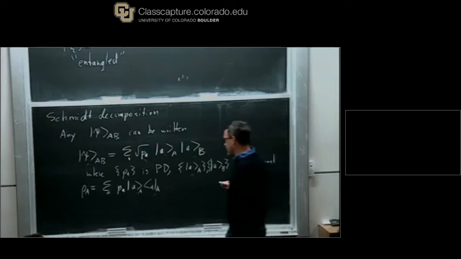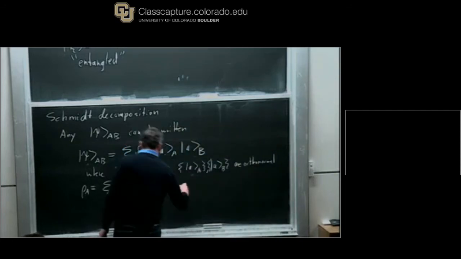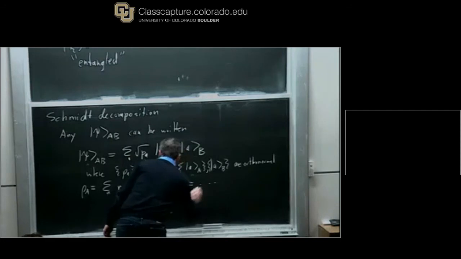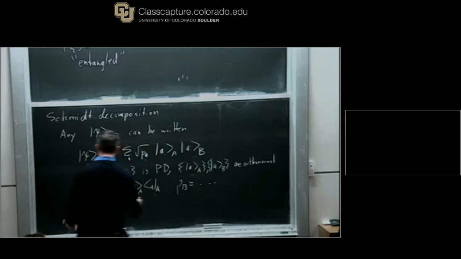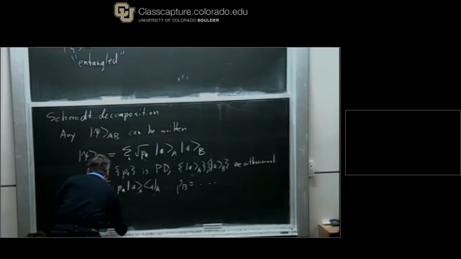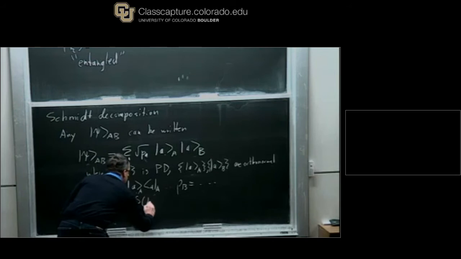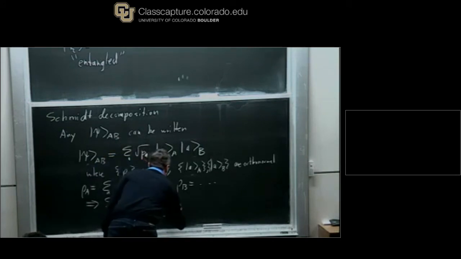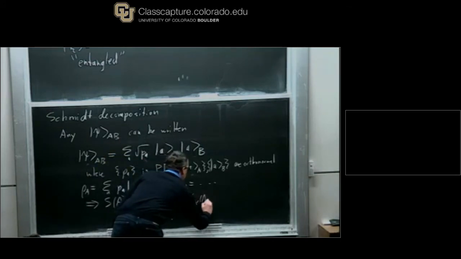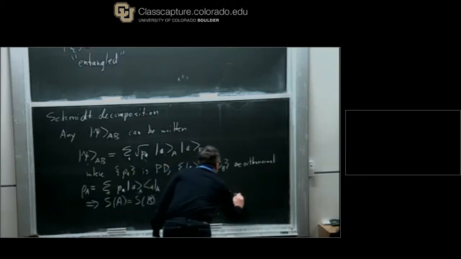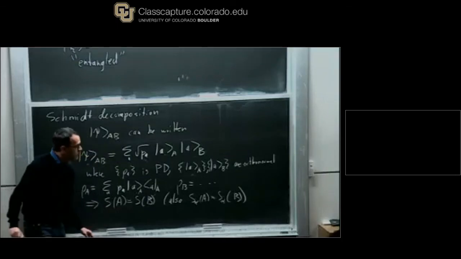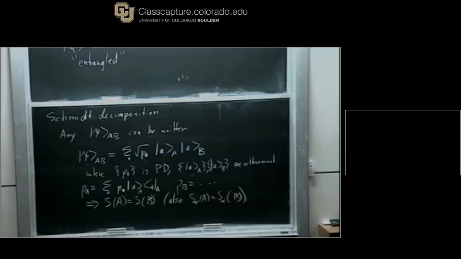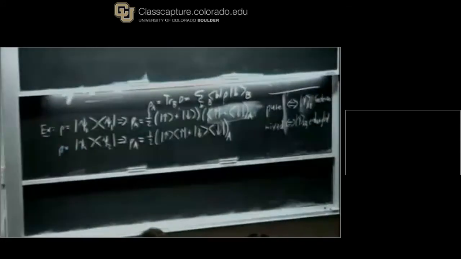So this implies something useful. So rho B equals the same, with the same PA. So that implies S of A equals S of B. And also S alpha of A equals S alpha of B. So when the full system is in a pure state, the two parts both have the same entropy and the same Rényi entropies for all alpha.